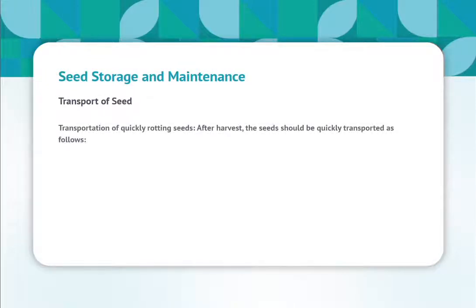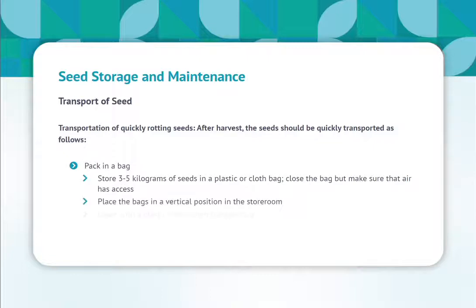Transport of seed. Transportation of quickly rotting seeds. After harvest, the seeds should be quickly transported as follows. Pack in a bag. Store 3 to 5 kilograms of seeds in a plastic or cloth bag. Close the bag but make sure that air has access. Place the bags in a vertical position in the storeroom. Cover with a plastic sheet when transporting.